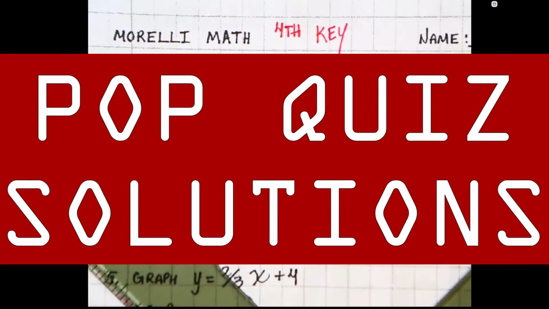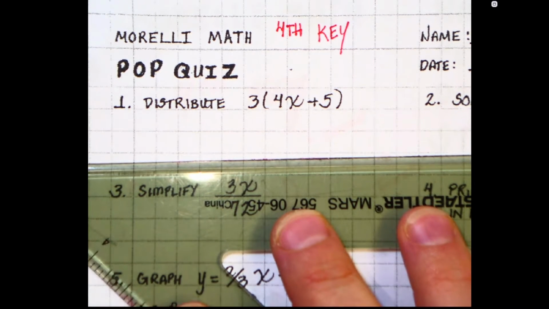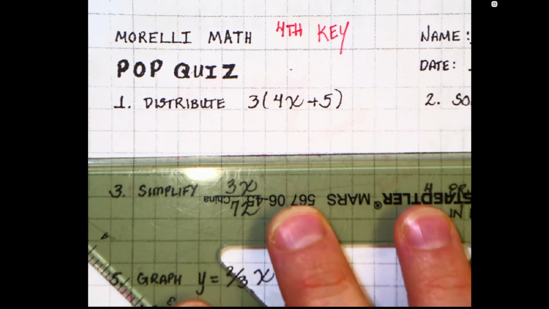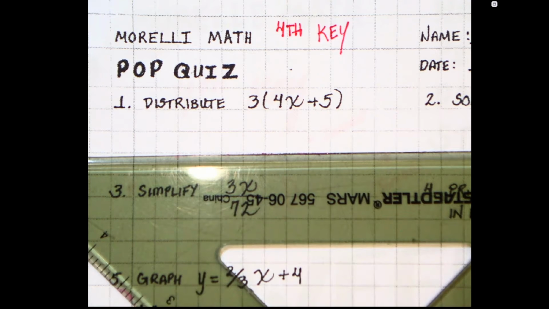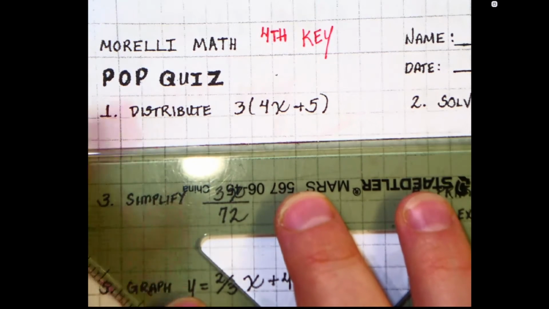All right, ladies and gentlemen, so we're going to go over this pop quiz. 10 questions, starting with number 1. The most common answer to this question was like 17x or 27x. What people seem to do is they distributed the 3, and then they thought they had to add. They thought there needed to be more to it. But here's the total solution.